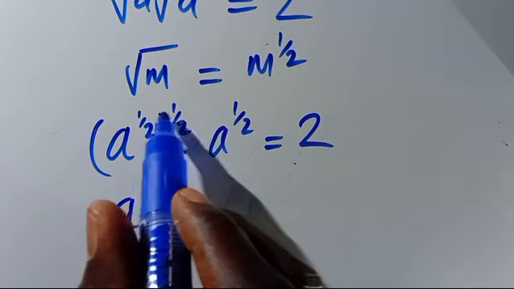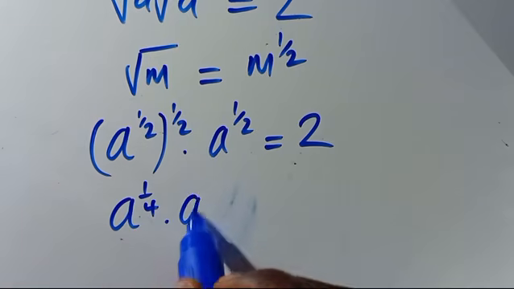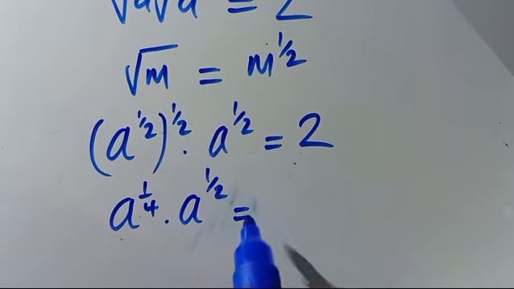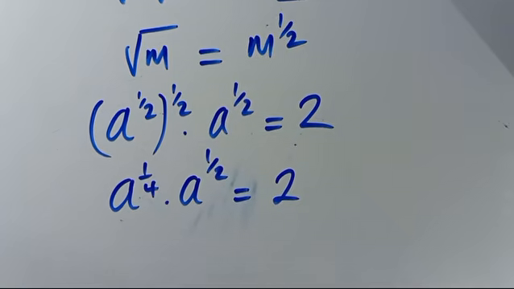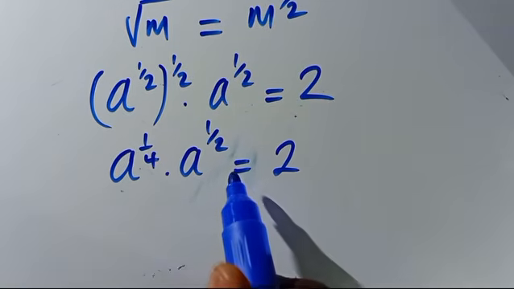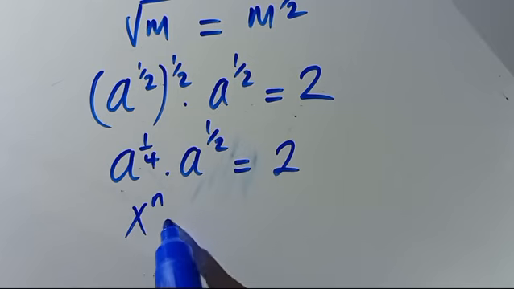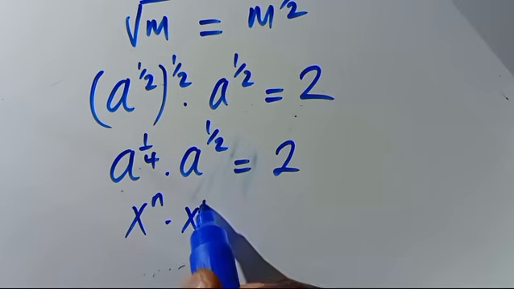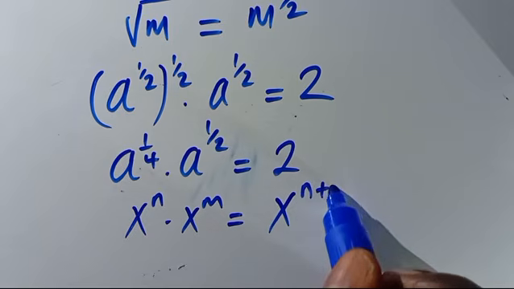A to the power of 1 times 1 will be 1, 2 times 2 is 4, times a to the power of 1 over 2 equals, from here, 2. Adding this together, x to the power of n times x to the power of n equals x to the power of n plus n.